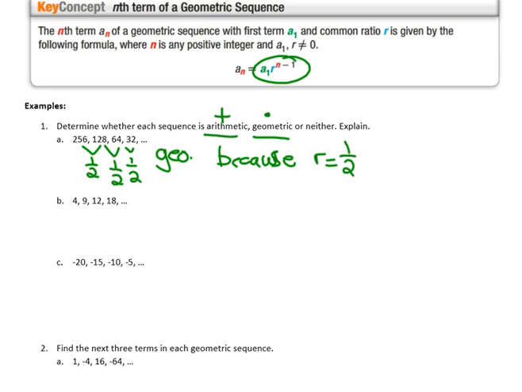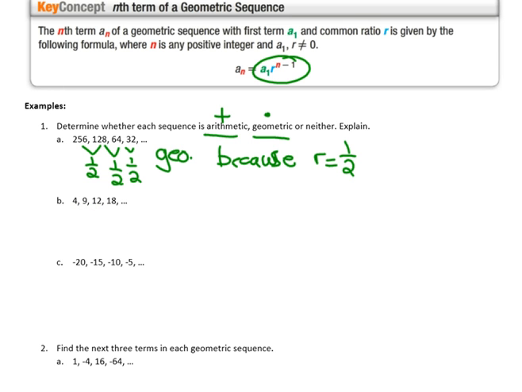Again, I'm going to check arithmetic first. To get from here to here, I'm adding 5. To get from here to here, I'm adding 3, sorry, helps if I can figure that out. To get from 9 to 12, I'm adding 3. So it's already not an arithmetic one.